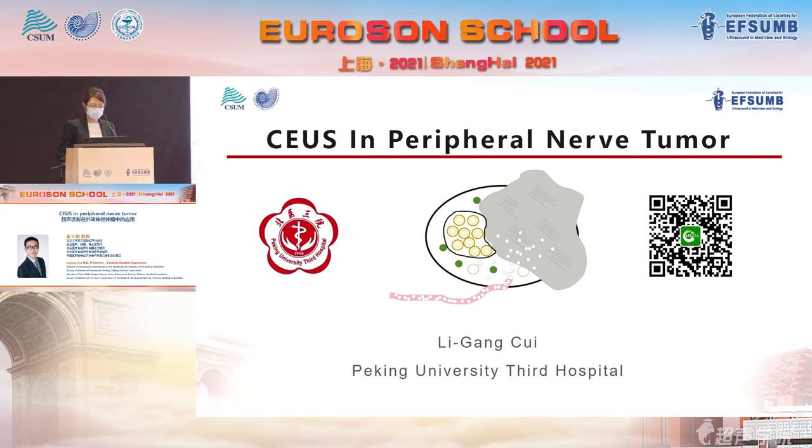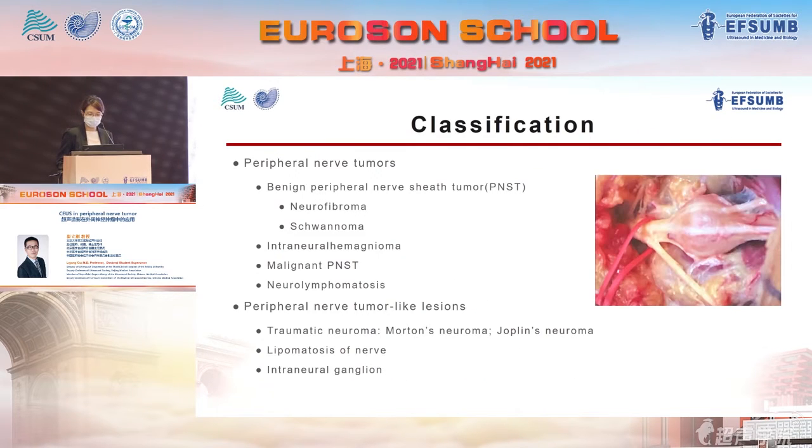His topic is contrast-enhanced ultrasonography in peripheral nerve tumors. First, let's review the classification of peripheral nerve lesions. There are two main types of lesions here.